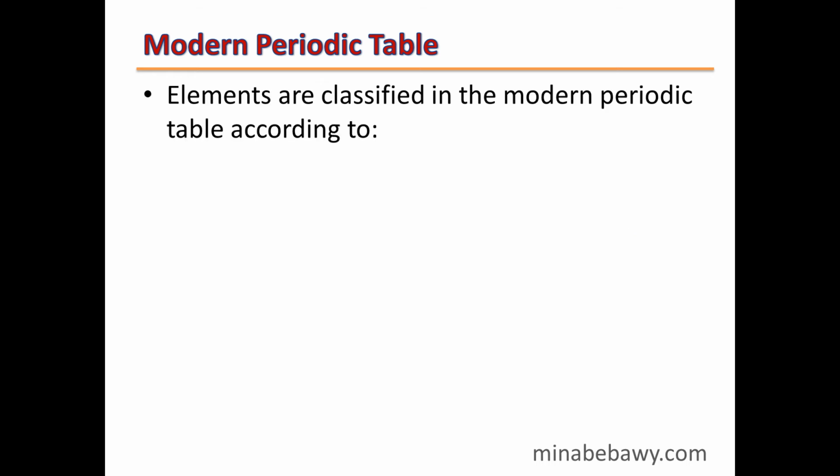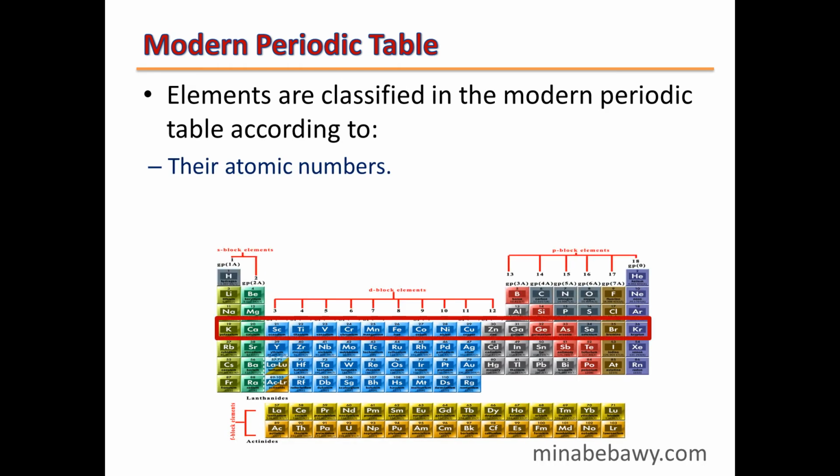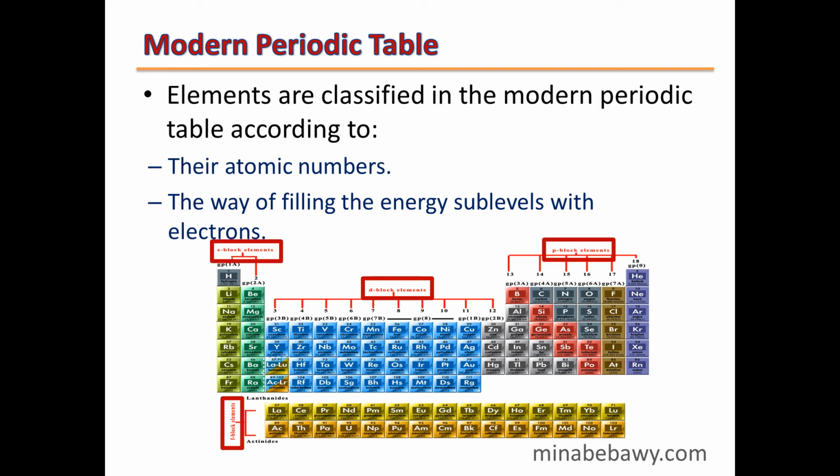Elements are classified in the modern periodic table according to two factors. The first one, like that used by Moseley, is their atomic numbers. The second factor is related to energy sublevels: the way of filling the energy sublevels with electrons. So we will discover later in this movie that the modern periodic table is classified into 4 blocks according to the 4 energy sublevels.